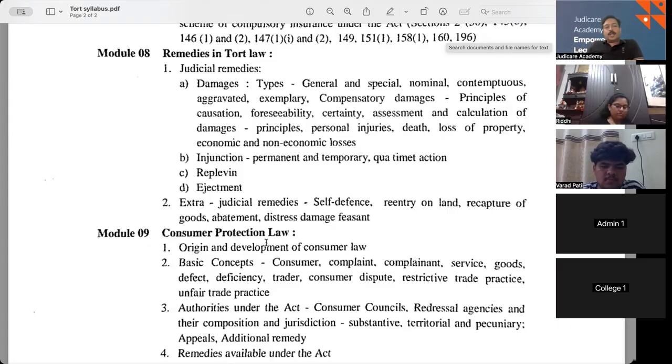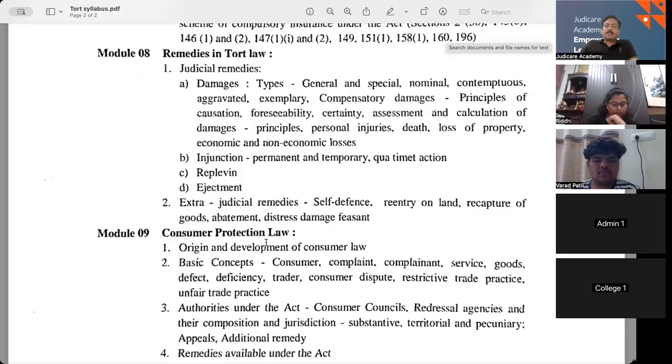Point B under Module 8, ACE Chapter 1, is injunction, permanent and temporary. An injunction is a court order that restrains a party from taking specific actions, which is a prohibitory injunction, or compels them to take action, which is a mandatory injunction. The purpose of an injunction is to prevent harm or maintain the status quo while a legal matter is adjudicated. It could be temporary, and it could be permanent.